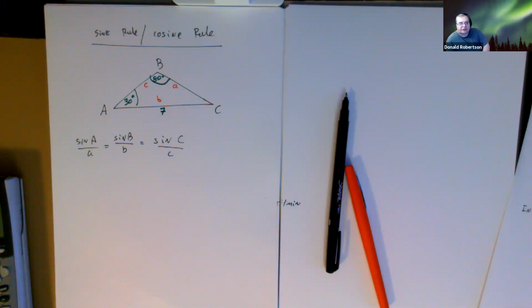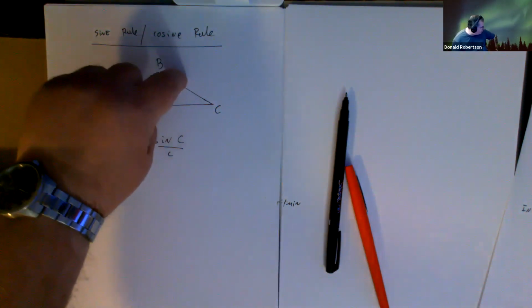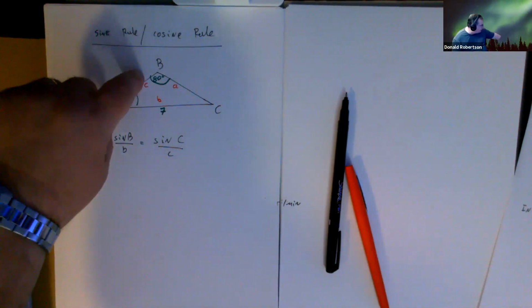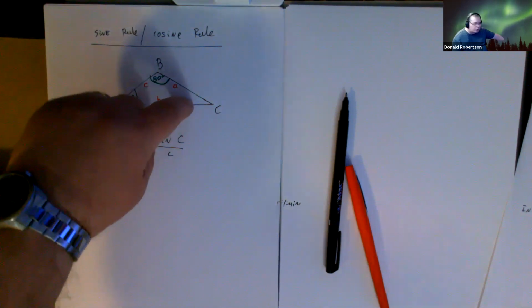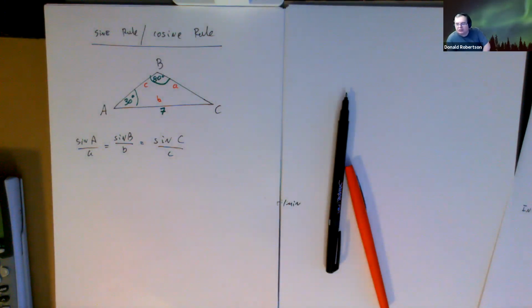Now, in this kind of question, really what you're being asked to do might be to find little a, or to find little c, or to find angle c, right? You could be asked to find who this guy here is, a, who this little guy over here is, c, or who this angle over here, capital C, is. Now, in some situations, you don't need the sine rule. You can actually do it much quicker than that.